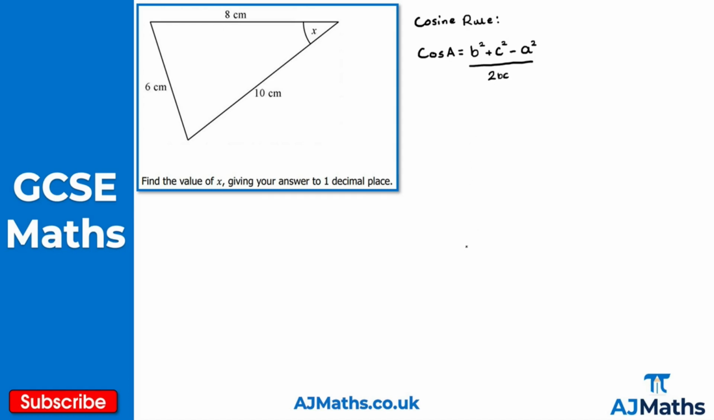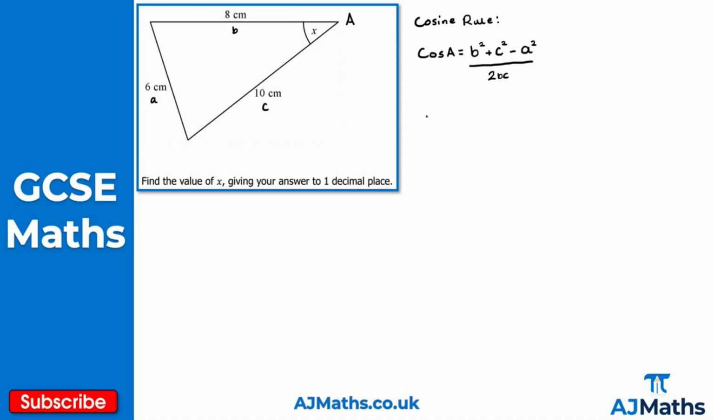Okay, so this angle here, we're going to label that as A. That's the angle that we want to find here, so cosine A. In that case then, this side here must be A, because that's opposite this angle here of capital A, and then for the remaining 2 sides here, it doesn't matter which we label as B or C. So we'll just call this one here B, and this one here C.